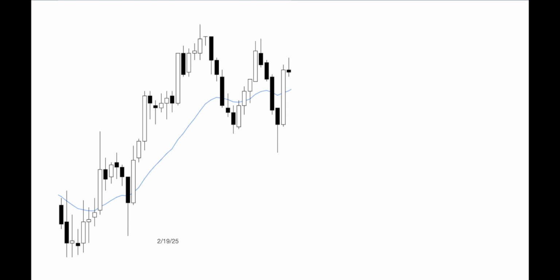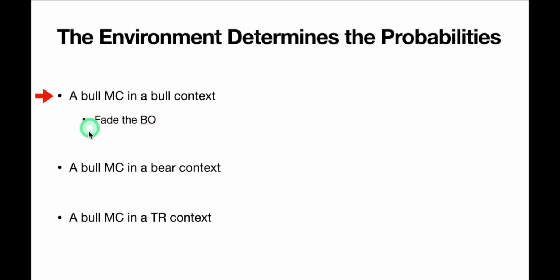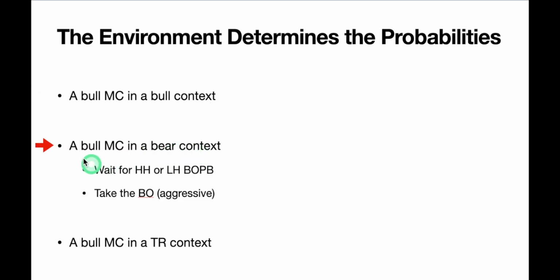So those are all bull microchannels in bull context, but there's also nuance there. So it's not that you can take every microchannel in a bull context, because you have to take those factors into account. So fade the breakout with bull microchannels in bull context, but be careful of the context and those contextual factors we talked about. The second environment to consider here is a bull microchannel in a bear context.